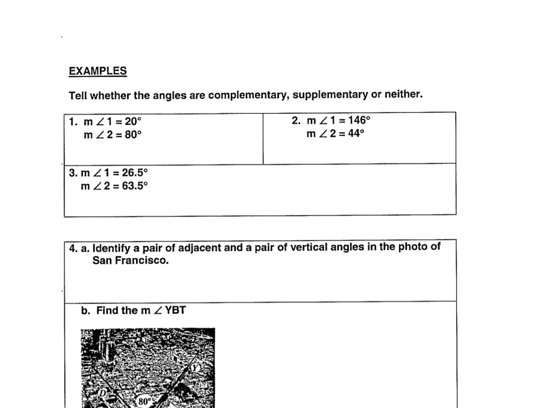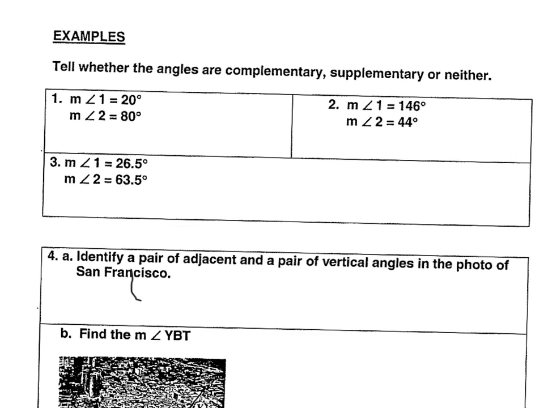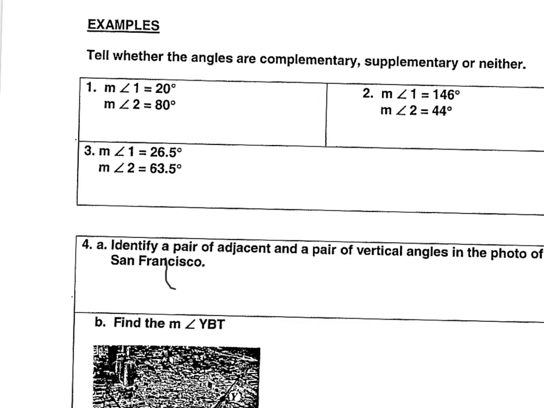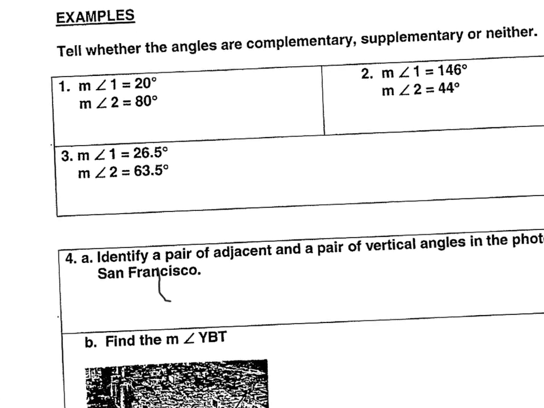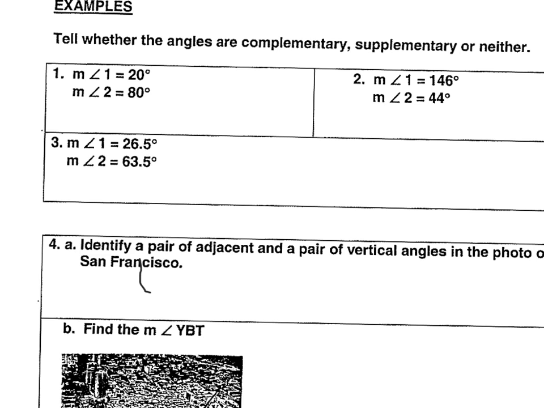Let's try something. So if we're looking at number 1, we know that these angles are 20 and 80 degrees. How can we determine if they're complementary, supplementary, or neither? Well, all you have to do is add them together. So angle 1 is 20 and angle 2 is 80. 20 plus 80 is going to give us 100 degrees.